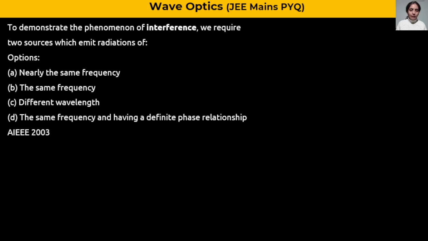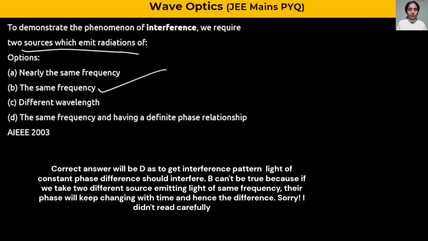Now this is the last thing. To demonstrate the phenomenon of interference we require two sources which emit radiation of what? Same frequency, coherent light we require. So the correct option will be which one? It should be B.